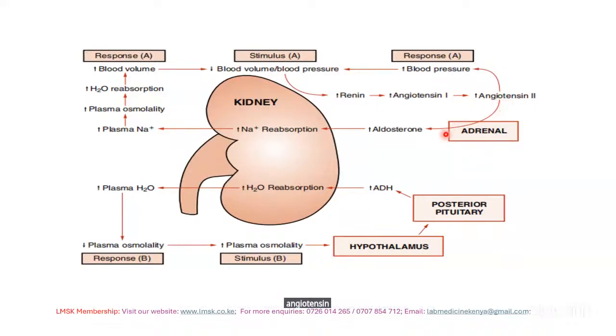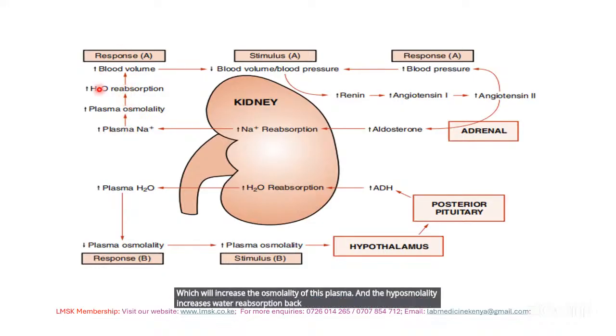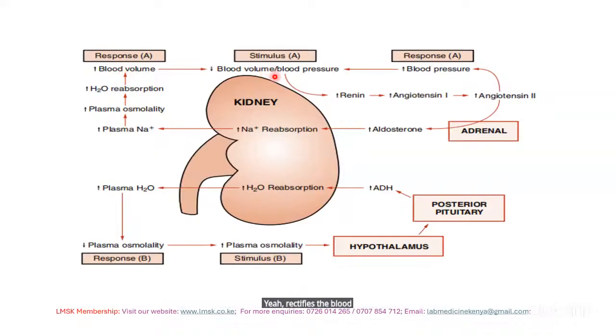Angiotensin 2 can also activate aldosterone secretion in the adrenal gland to increase sodium reabsorption, which will increase sodium levels in the plasma, which will increase the osmolality of the plasma. And the increased osmolality increases water reabsorption back into the plasma and rectifies the blood volume and the blood pressure.